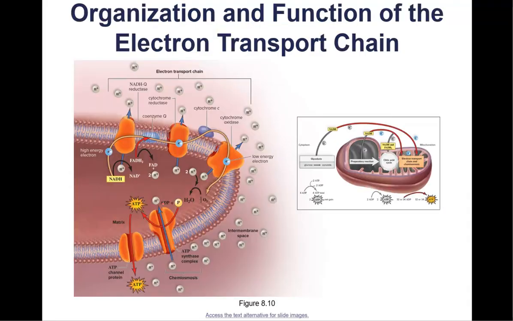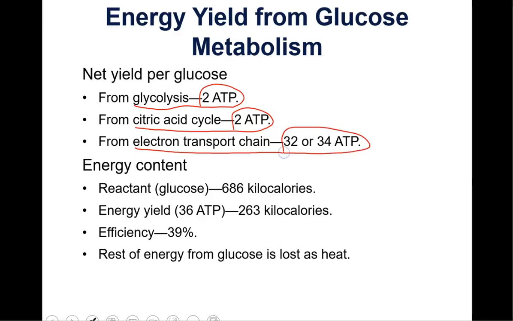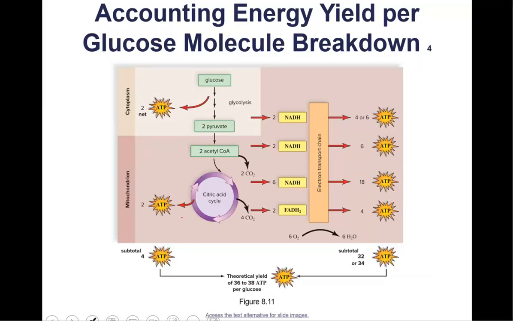And now, as far as the number of ATP molecules that are produced, we already said that glycolysis gives us 2 ATPs. The citric acid cycle gives us 2 more. And the electron transport chain gives us 32 or 34 ATPs. And this makes aerobic cellular respiration 39% energy efficient. And this is a summary.